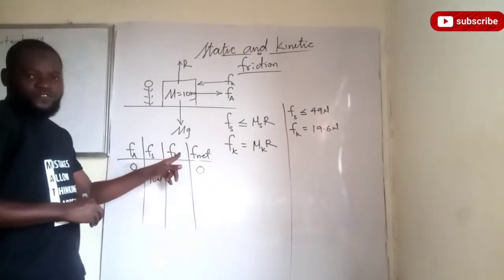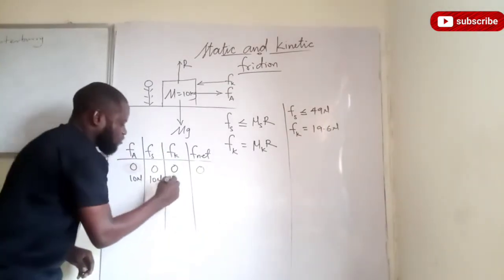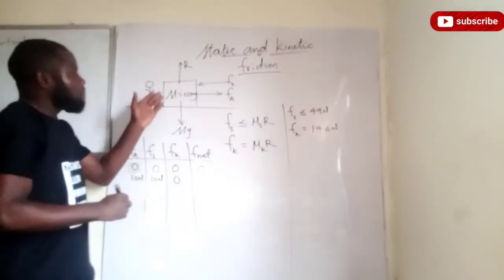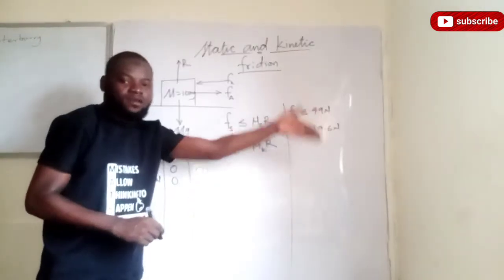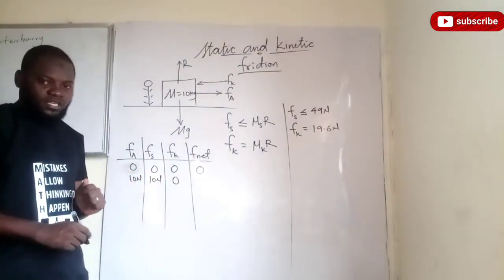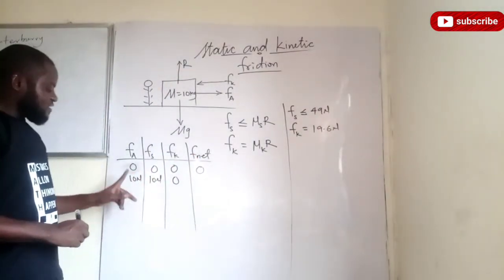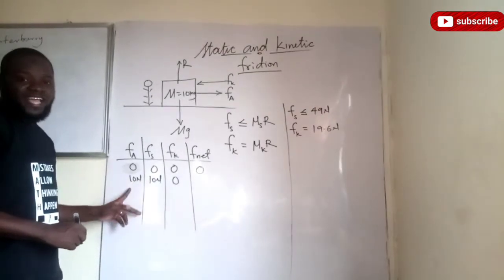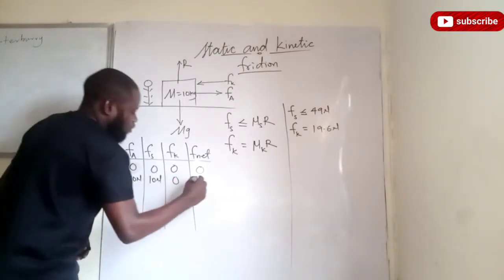What will be the kinetic friction? The kinetic friction is said to be 0, because motion has not taken place. Are we together now? What will be the net force? Because this is 10 Newton and this is 10 Newton, 10 Newton minus 10 Newton will give us what?